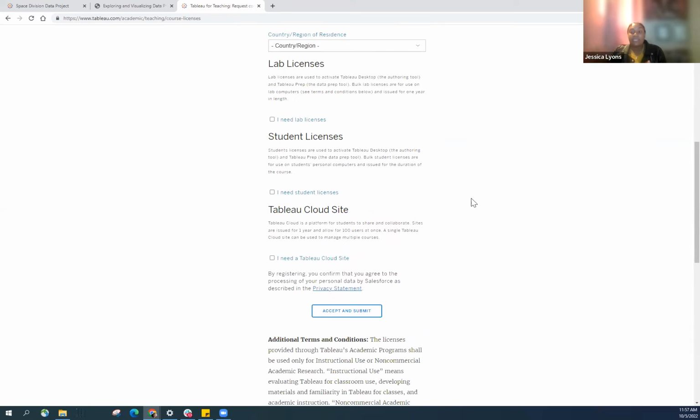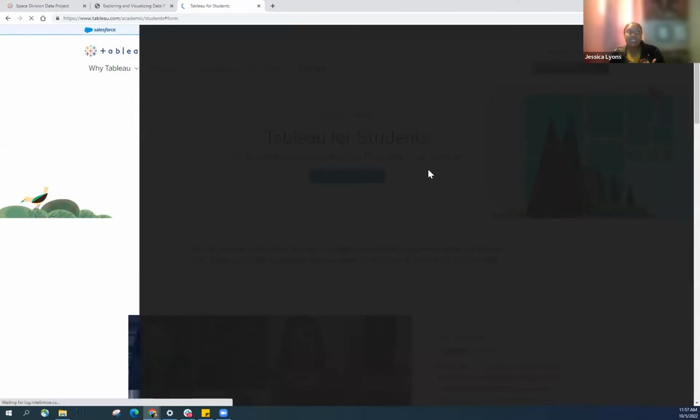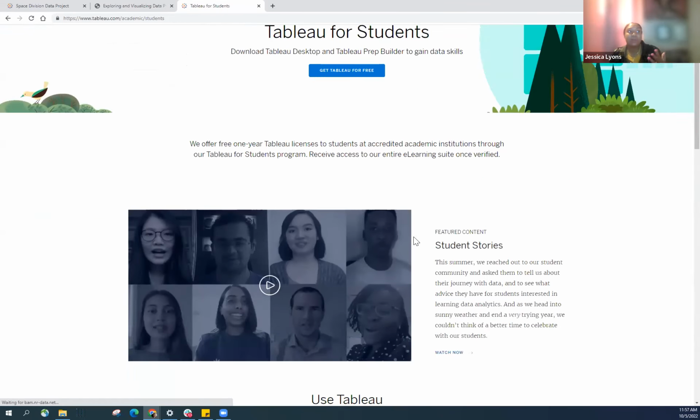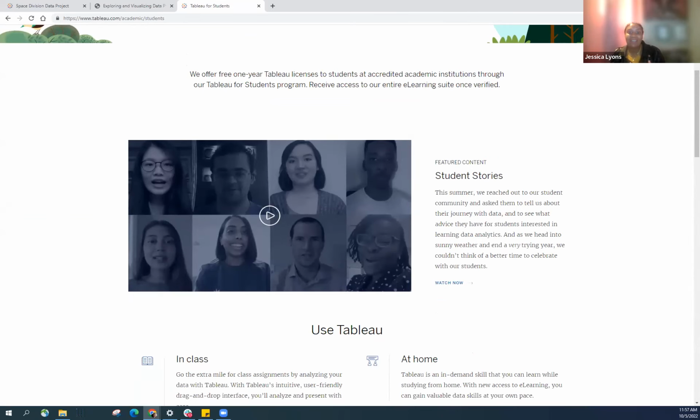Anyone that is the age of 16 and older can absolutely get a free student license on our free student license page. So if you are 16 and older, you can get a free student license as well. I will put all of those links inside of the chat. And I'm just checking the chat to see if there are any other questions. And yes, I will share the link now.